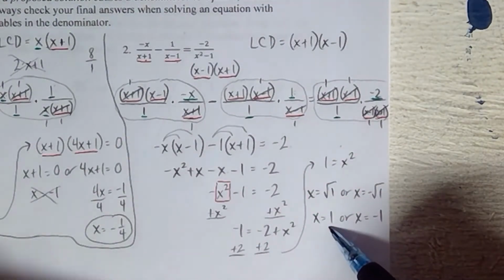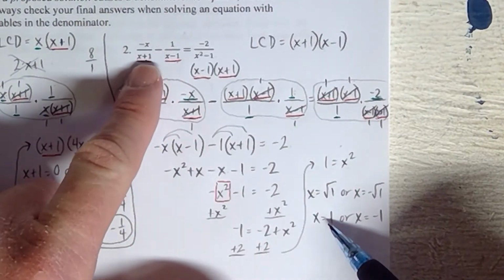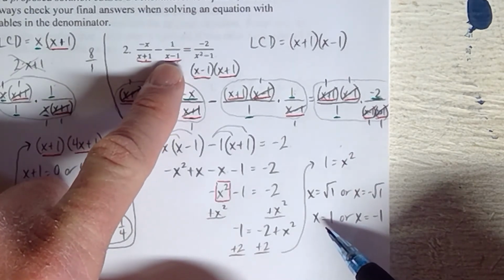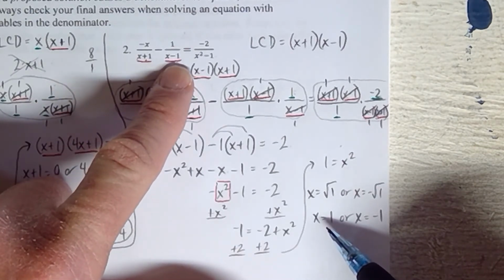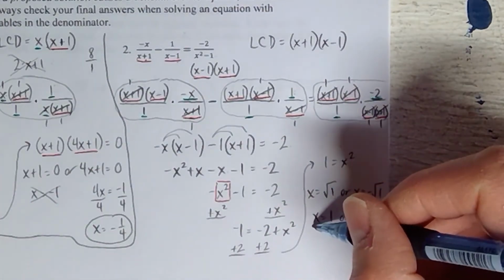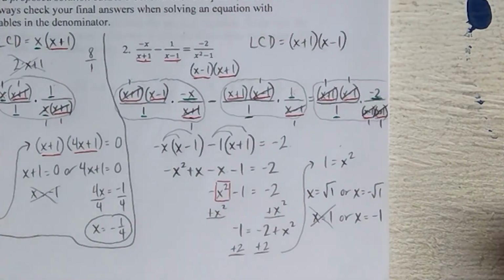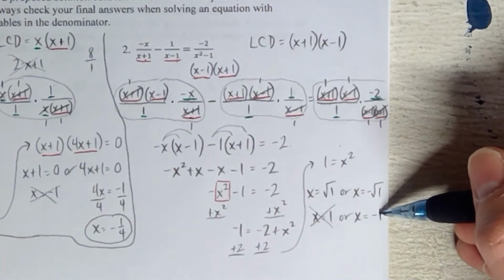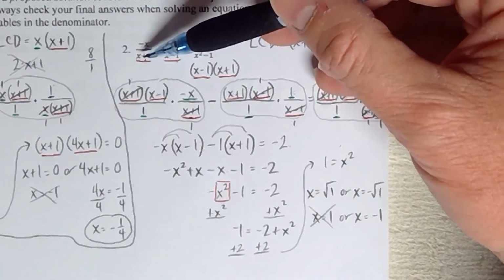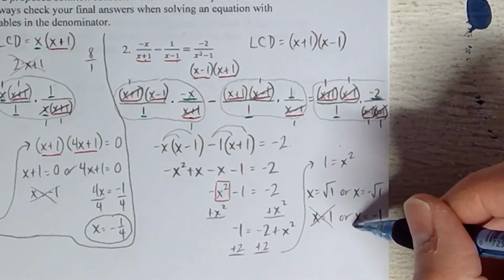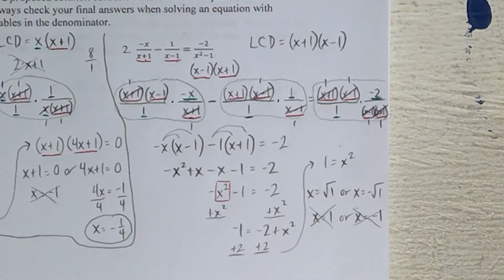If I plug in the 1, even though this one would be equal to 2, 1 plus 1 is 2, if I plug in the 1 here into the x, I get 1 minus 1 is 0. Oh, so that one's bad. Remember, if it makes any of the denominators equal to 0, you've got to cross it out. But look at what happens with this one. This one's also bad. If I plug in negative 1 here, I get negative 1 plus 1. That's also 0.